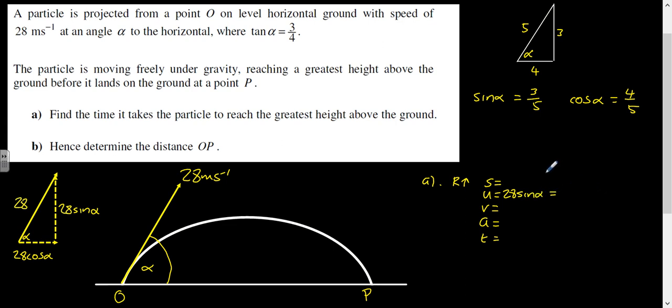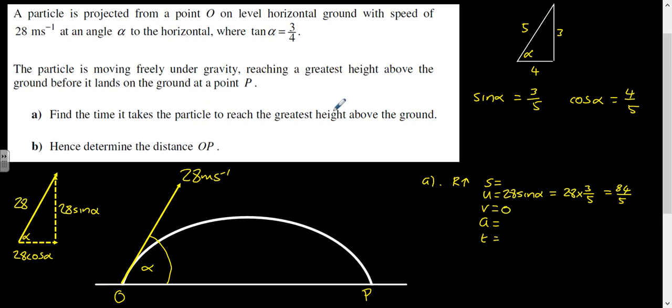Okay, now we can work this out. That's going to be 28 multiplied by the 3/5, 28 sine alpha, which comes out as 84 over 5 meters per second. Okay, so that's the vertical component of that velocity. The final velocity of the particle when it's projected is going to be 0. Now that's because it reaches its greatest height.